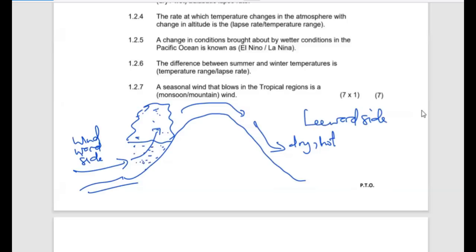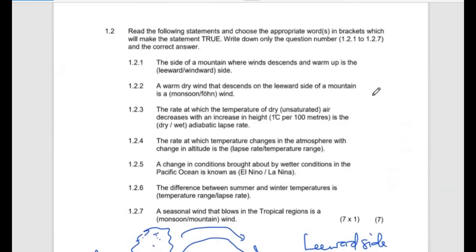As the air continues going down, it heats up adiabatically. We talk of adiabatic heating as it goes down. That is why it becomes hot as it gets down, like the formation of the foehn winds. They become hot and dry on the leeward side of the mountain. Right. So for this instance, our response is the leeward side. Then the warm, dry wind that descends on the leeward side of a mountain: we've talked about that. That is typically the foehn wind.